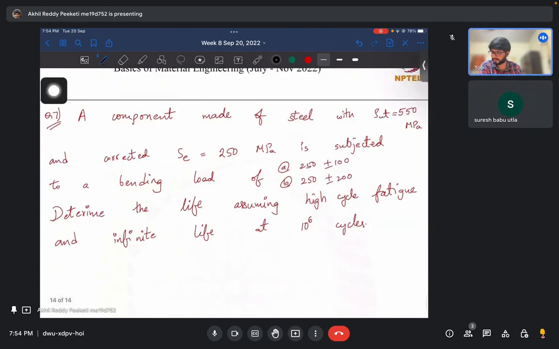So we have one more question. This is the final question for today's session. A component made of steel with ultimate tensile strength and corrected endurance strength is subjected to a bending load of, in case A, 250 plus or minus 100, in case B, 250 plus or minus 200. Determine the life using high cycle fatigue and infinite life at 10 power 6 cycles.